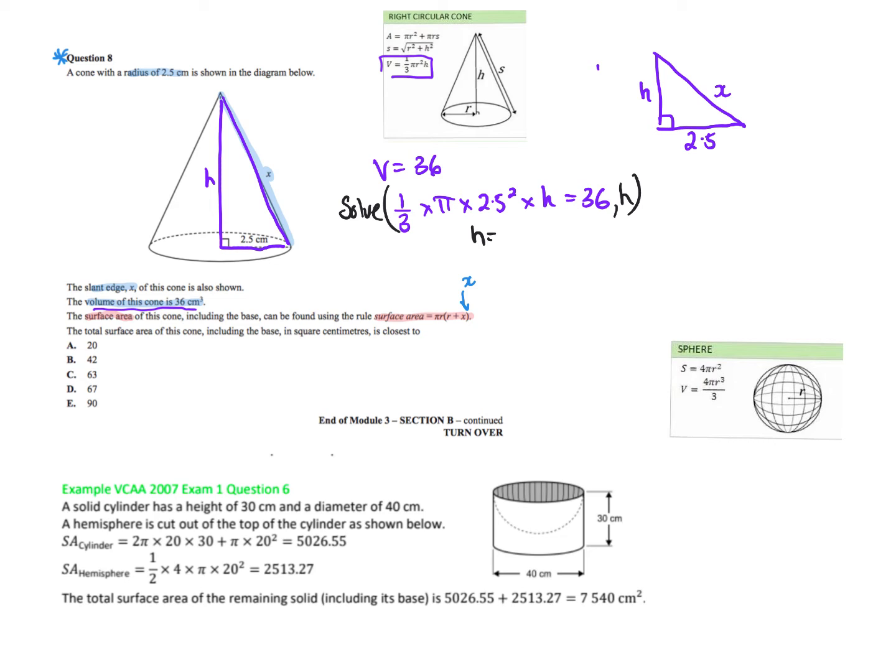Okay, so I've got h to be, I'm just going to say 5.5. So now I can use that up here and I can find x. So x is the hypotenuse. So I can go 5.5 squared plus 2.5 squared, and you can do solve again.